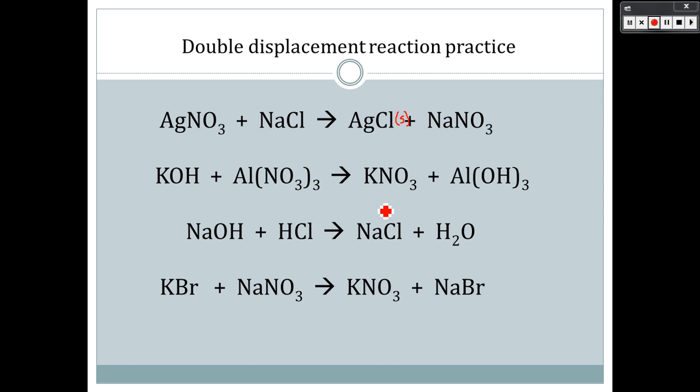So then this second equation would also happen because potassium's a group 1, so potassium nitrate is going to be soluble in water. It'll be aqueous, and nitrates are always aqueous as well. However, aluminum hydroxide, hydroxides, if we go and take a look at our chart, hydroxides are, well, let's actually take a look at the chart first.